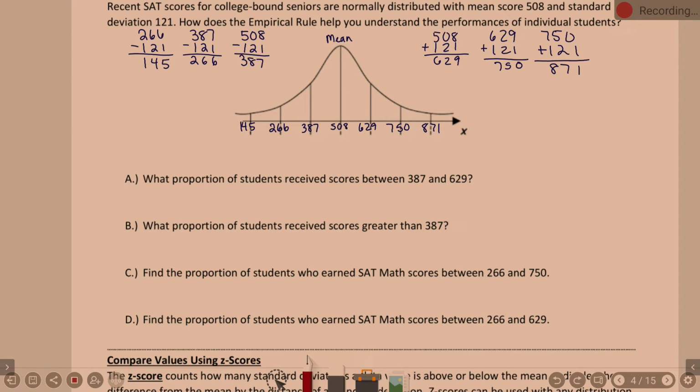Can you answer the first question? What proportion of students receive scores between 387 and 629? And why 68%? Yeah. 387 and 629 are 1 standard deviation above and below, yes. And the rule is 68% of our data is within 1 standard deviation of the mean. The 387 is 1 standard deviation to the left. The 629 is 1 standard deviation to the right. And so since those are 1 standard deviation left and right, that does put me at 68%.